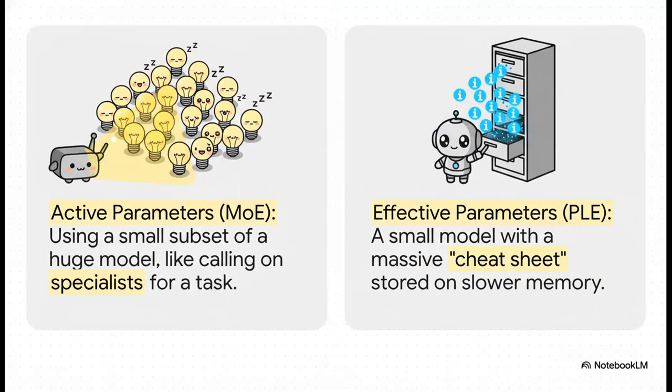specific role. To really get what makes them different, you gotta understand 2 key ideas. The first is active parameters. Think of this like having a massive team of experts on call, but you only ring up the exact specialists you need for a job. The second idea is effective parameters. This is more like having a small, super fast model, but giving it a giant cheat sheet to look things up on when it gets stuck.